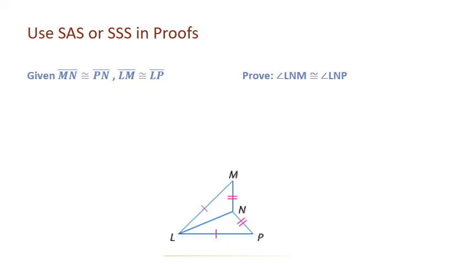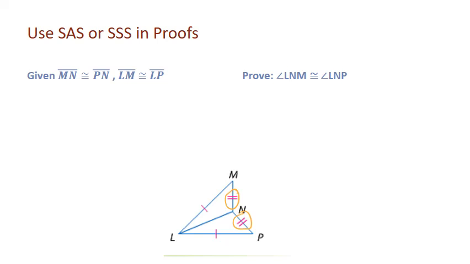Well, fun of all fun, we get to use side-angle-side or side-side-side in proofs. And we're asked to write a two-column proof given that MN is congruent to PN. Well, here's MN, and I can see that that's congruent to PN.